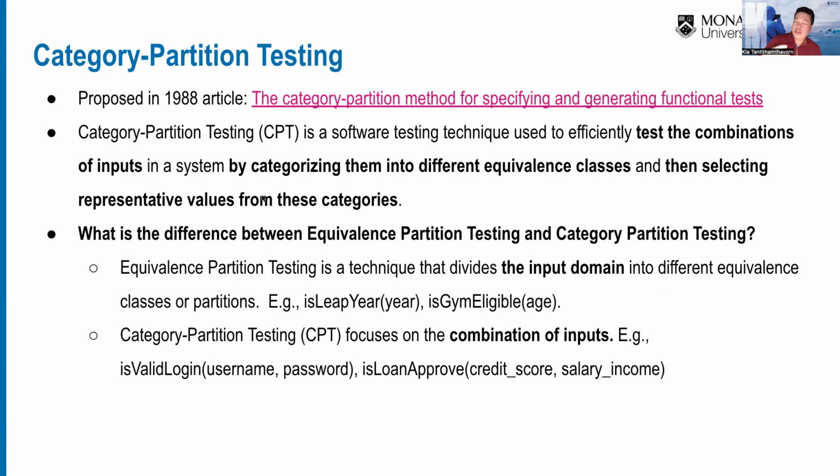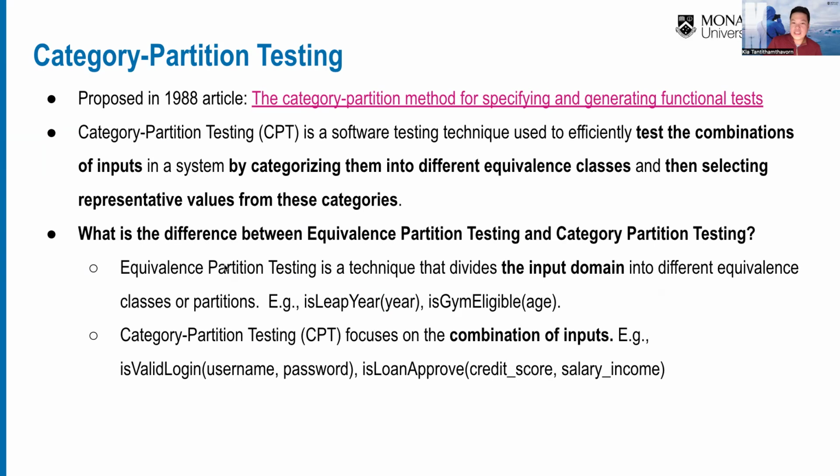All right, I really want to say that this is just a technique. Whether your testing is comprehensive or not really depends on you. In real-world scenarios you want to test as much as possible so that it will not trigger any errors. All right. So what is the difference between equivalence partition testing and category partition testing?